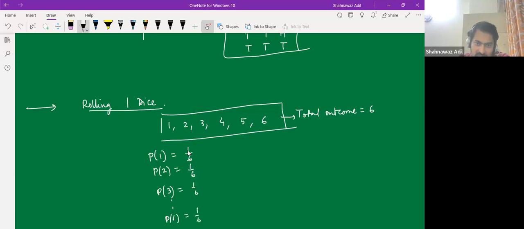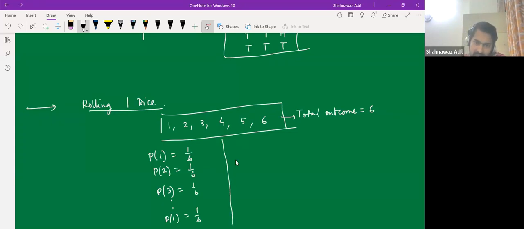So you can see that all these events are what? Elementary events, right? Yes, absolutely right. All these are elementary events, and each can happen only one time. That is what we mean by elementary.